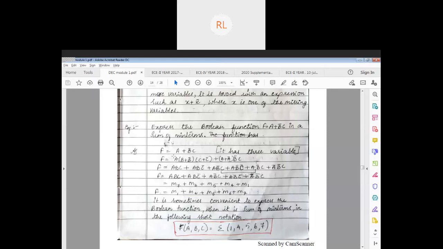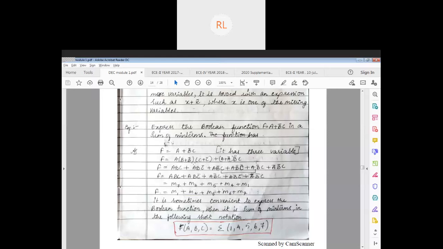So A plus B bar C. Now it has three variables. In the first term, I have only A. I don't have B, I don't have C. If I want those, then as I explained, I take x plus x bar. I want B here, because A into 1 is the same thing, which is nothing but A. It is not changing the value. So I take B plus B bar. Similarly, I take C plus C bar, because both are 1. It doesn't change the value.